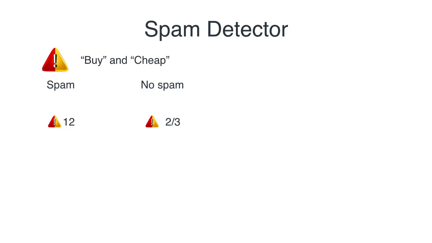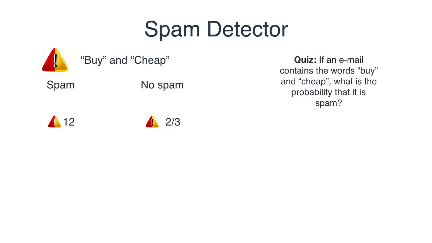Because now the quiz says if an email contains the words buy and cheap, what is the probability that it's spam? So let's do some math. What is the split among 12 and 2/3? Well, let's take the spam ones, that's 12. And let's take the total number of emails that contain buy and cheap, and that's 12 plus 2/3, because there's 12 spam and 2/3 that are not spam. So we can find the ratio between these.